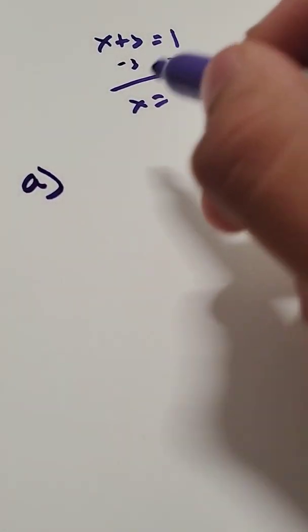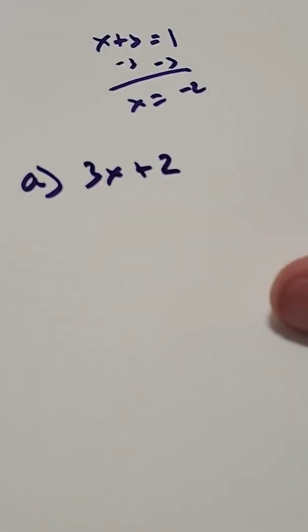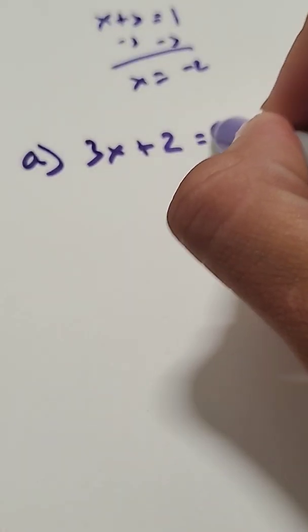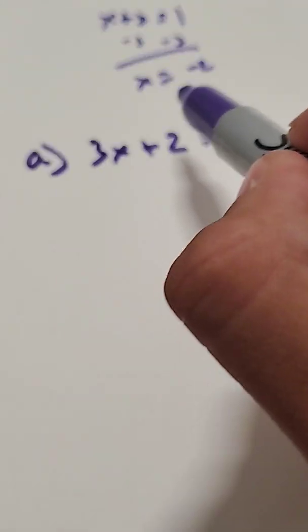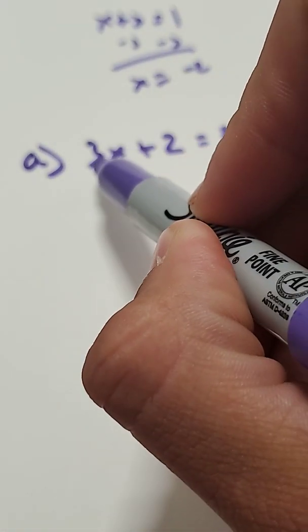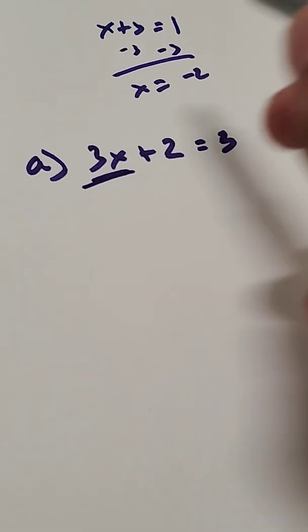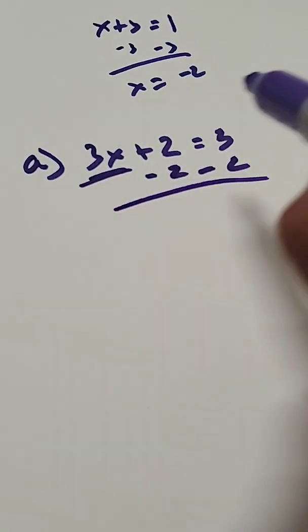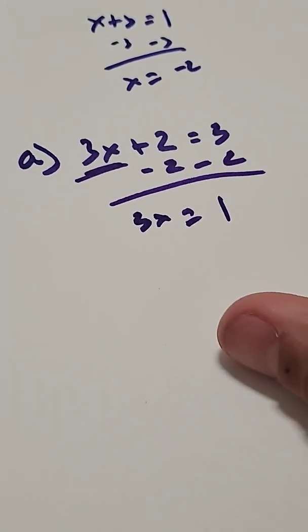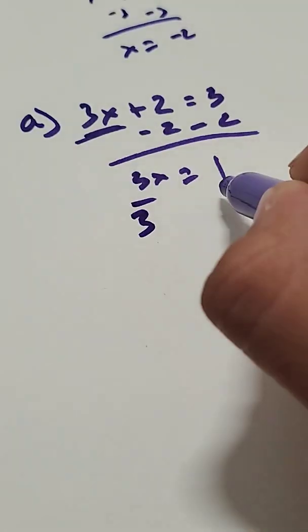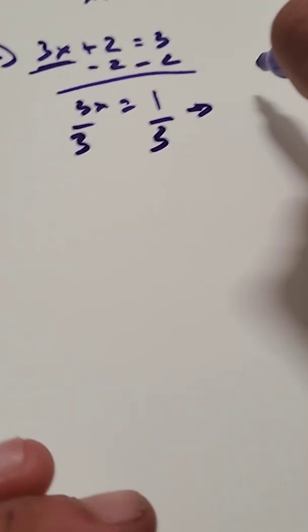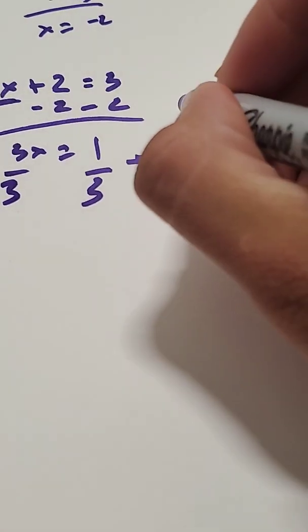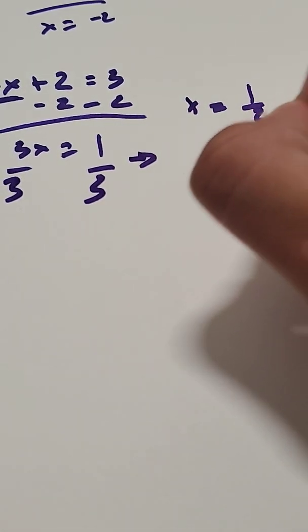All right, so now let's put it all together. Our first example would be 3x plus 2, sorry for the quality, guys, is equal to 3. Okay, so we want to isolate this x term. We want to get that by itself. To do so, we're going to subtract 2 from both sides. So 3x is equal to 1. And then we're going to divide by 3. x is equal to 1/3. There we go.